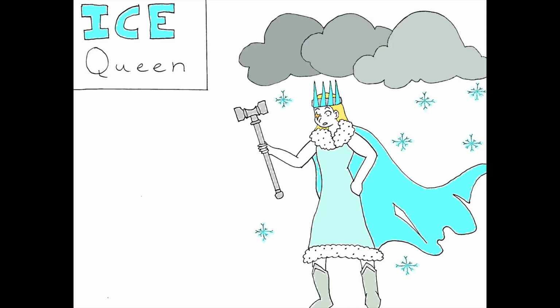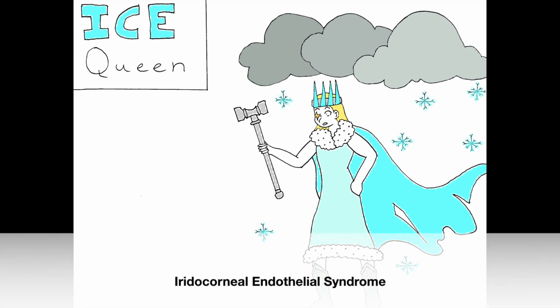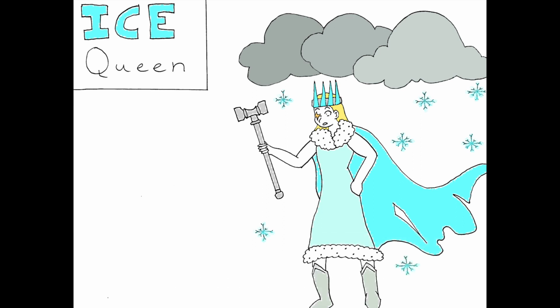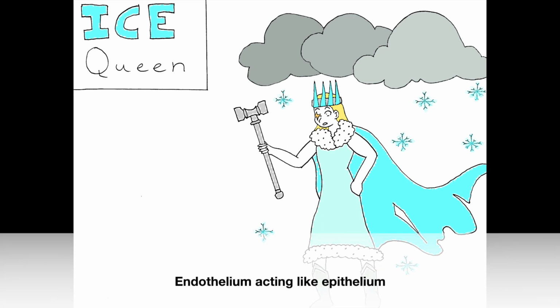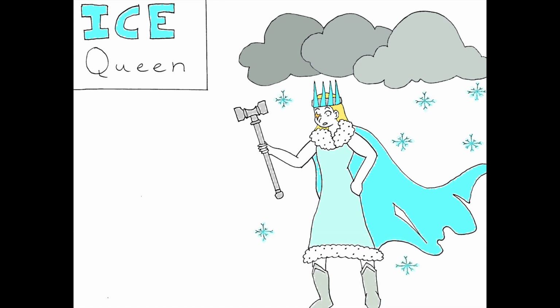Okay guys, we've got a quick one today. This is going to be ICE syndrome. ICE stands for iridocorneal endothelial syndrome. This is a disease where the endothelium acts like epithelium. So it grows, it gets everywhere, and it starts clogging up the angle.